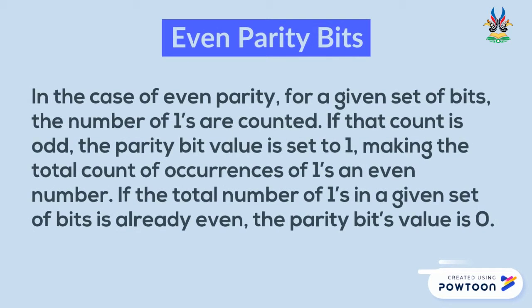Even parity bits. In the case of even parity, for a given set of bits, the number of ones is counted. If that count is odd, the parity bit value is set to 1, making the total count of occurrence of ones an even number. If the total number of ones in a given set of bits is already even, the parity bit value is 0.